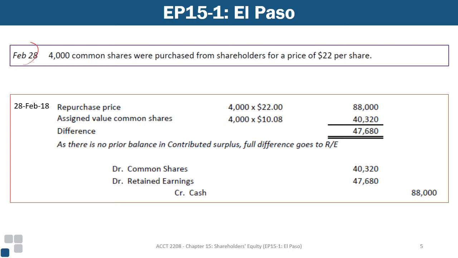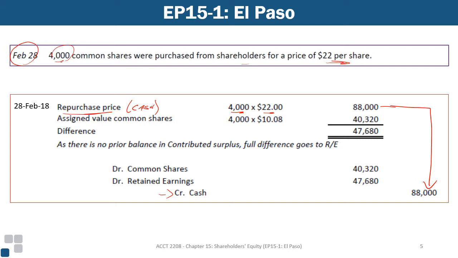Okay, then on February 28th, the company repurchased 4,000 common shares at a price of $22 per share. So what we do here is we indicate what the repurchase price was, and this will be how much we pay in cash. So this will help us determine what the cash proportion of our transaction is. And so that's 4,000 at $22. So cash of 88,000 is the amount that's paid there.